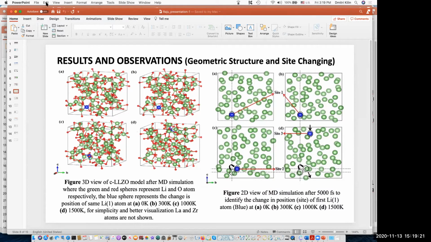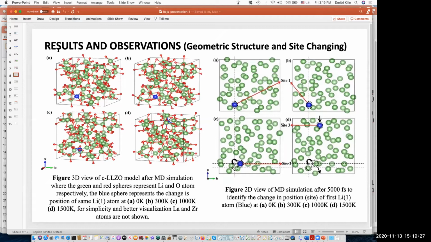As we observed, for all the lithium atoms this similar phenomenon is obvious. So we took a single lithium atom to explain our phenomenon. You can see at the left-hand figure, the A, B, C, D 3D figures. In A, the blue atom, the lithium atom, is our point of interest.